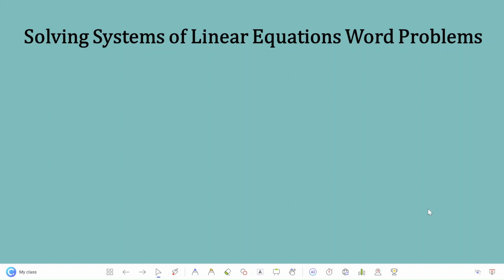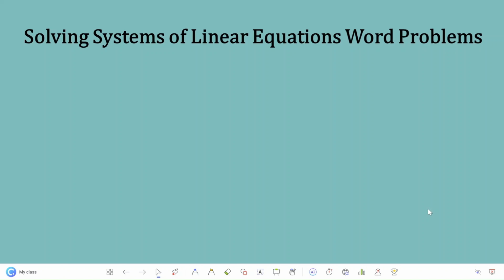Sa ngayon, ang ating pag-aaralan sa Easy Math with Sir Toto is solving systems of linear equations word problems. Una, dapat nating malaman kung anong ibig sabihin ng linear equations. Ang linear equations ay mga equations na ang exponent ng mga variables ay 1.